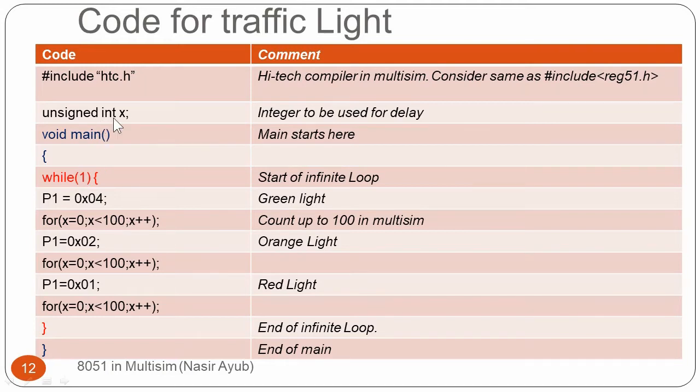Obviously you are using integers, so remember an integer is 16 bits. Okay, an unsigned integer is 16 bits, starting from 0 up to 65,535. So this number cannot go more than that. But don't use that big a number for Multisim, because it will take ages unless you change the simulation time to real time. So we have the green light, then some delay, then we have the orange light, again some delay, then we have the red light, and some delay. Okay, so that's the end of our while loop, and that's the end of the program.